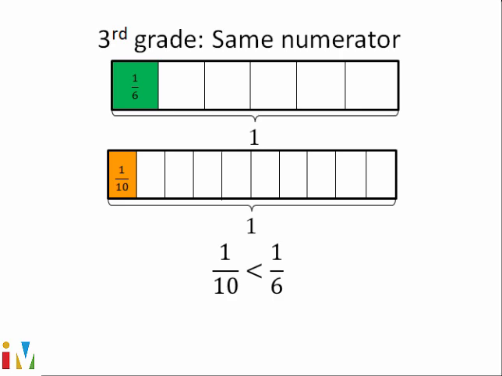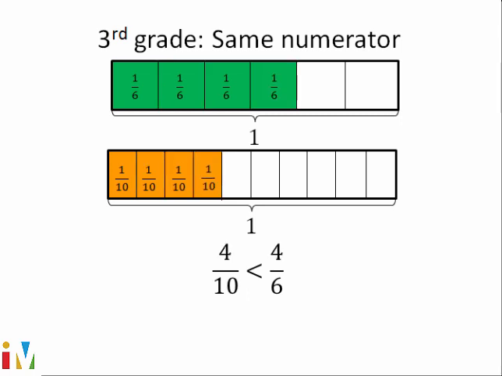In 3rd grade, students also compare fractions with the same numerator. The first step is to compare unit fractions. 1/6 is greater than 1/10 because the pieces are bigger if you partition a whole into fewer pieces. We can see this in terms of a situation involving sharing a sandwich with friends. If 6 friends share a sandwich equally, each person will get a bigger share than if 10 friends share the same sandwich equally.